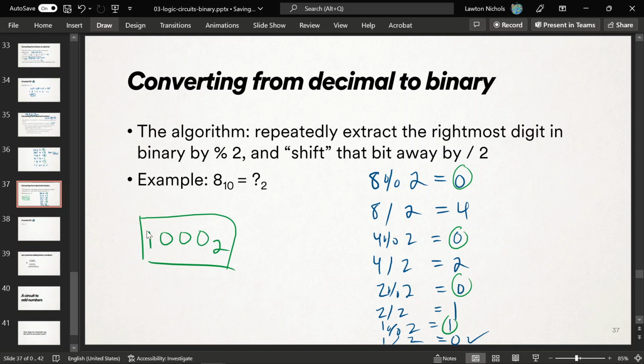You can always check this by going the other way, because it's 2 to the 0, 2 to the 1, 2 to the 2, 2 to the 3 place. 1 times 2 to the 3. Hey, that's 8. Any questions about that process? That will work to convert to any base.